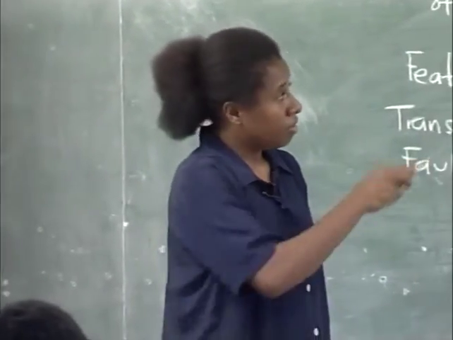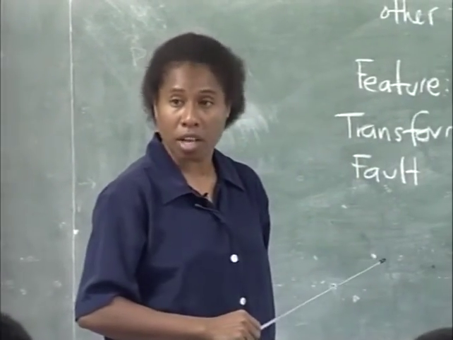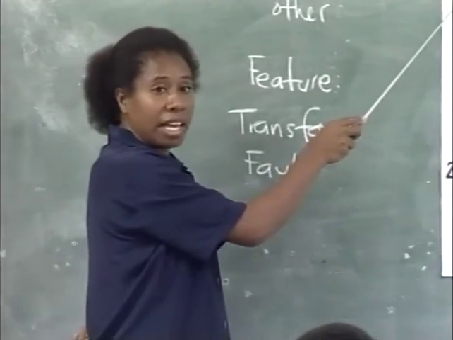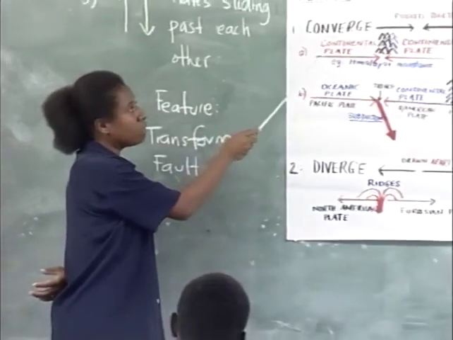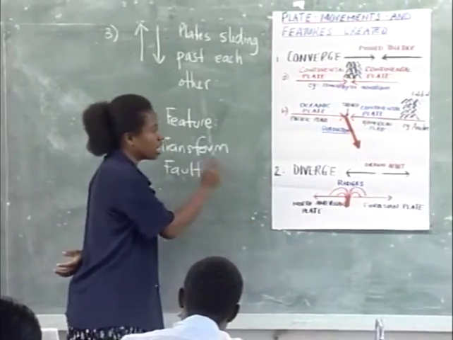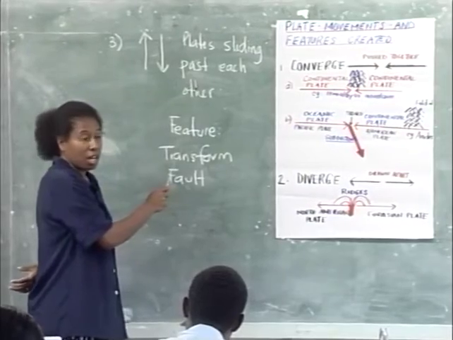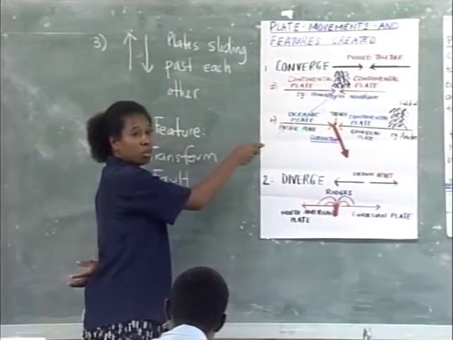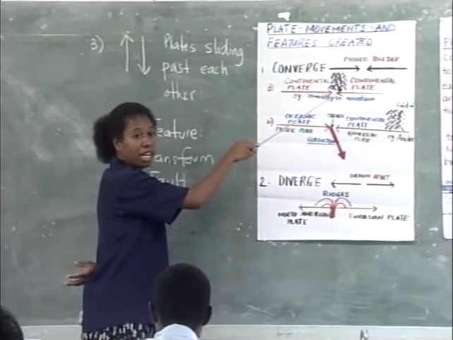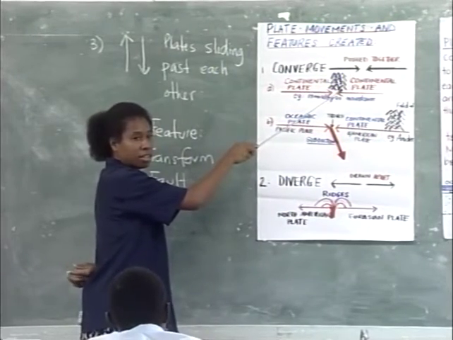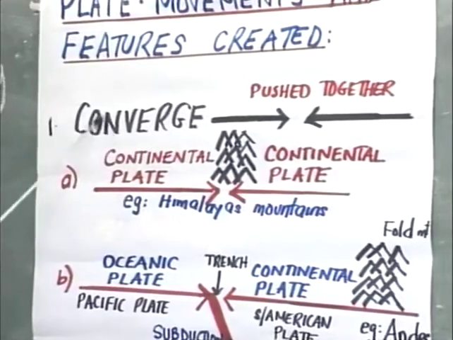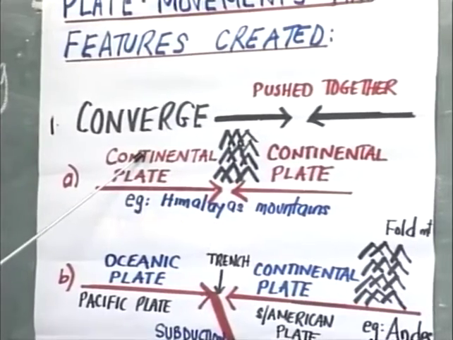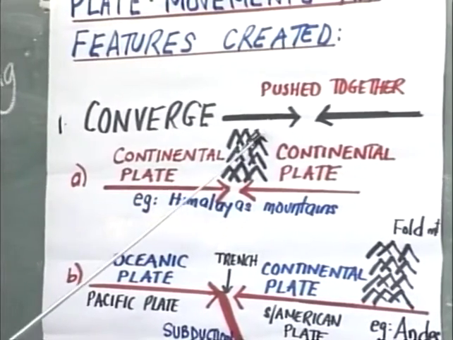Are we now familiar with those three movements? Okay, we'll move on. Besides knowing about plates moving towards each other, away from each other, or sliding past each other, those movements are very important because they contribute to the many features that we see on the surface. So we'll start off with the first one here, of plates converging or moving towards each other.